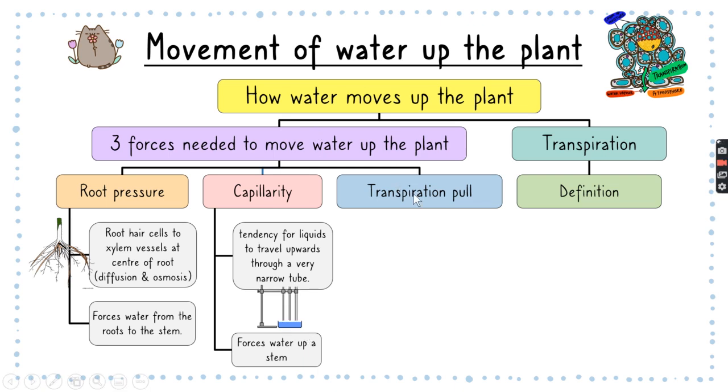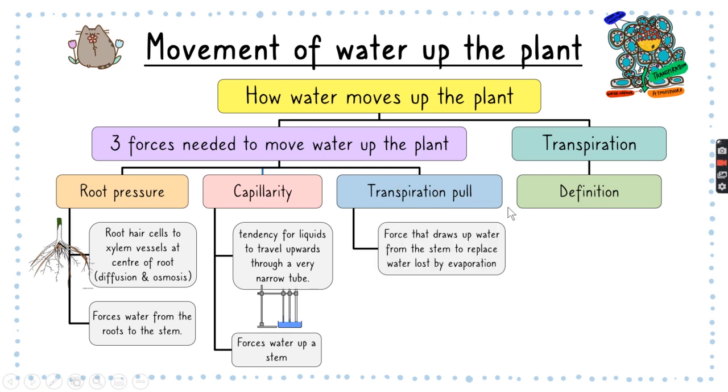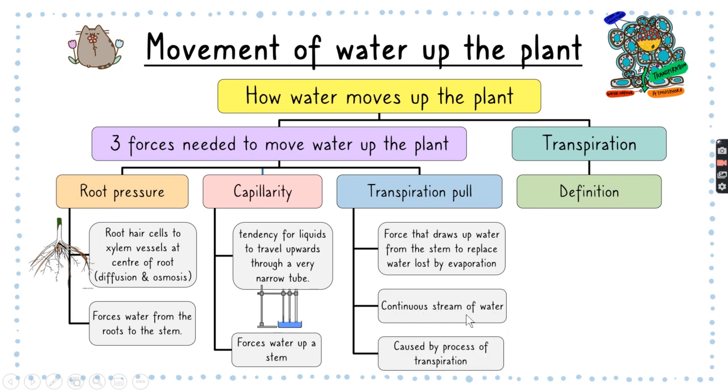And then we have the last force called the transpiration pull. This force draws up water from the stem to replace water lost by evaporation. And this happens because there's this continuous stream of water, and this continuous stream of water actually pulls water, and this is actually the ability of water as well, where they kind of stick together. And this is caused by the process of transpiration.